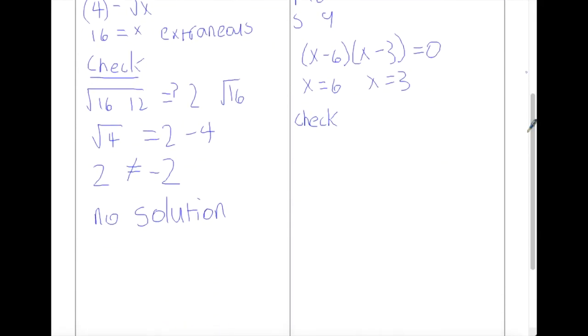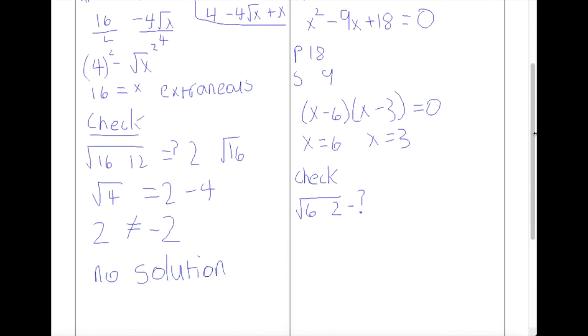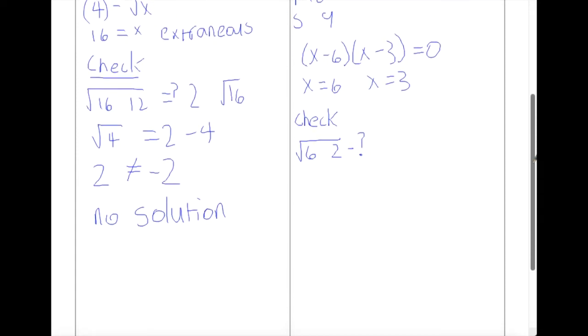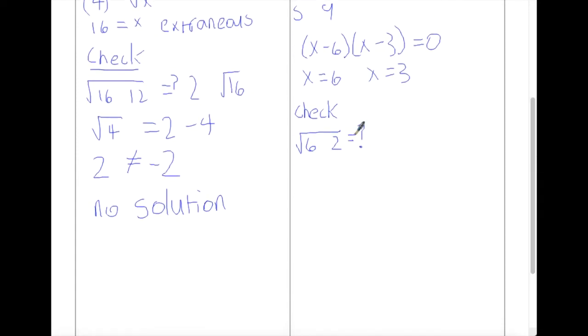If x is 6, then does the square root of 6 minus 2 equal 6 minus 4? 6 minus 2 is 4, so the square root of 4 does in fact equal positive 2. So this one works. So x equals 6 is a solution.